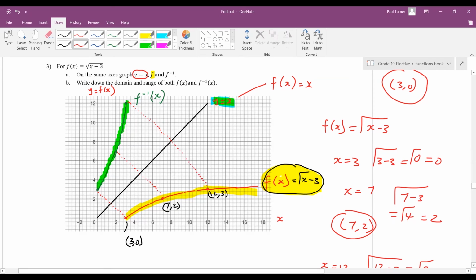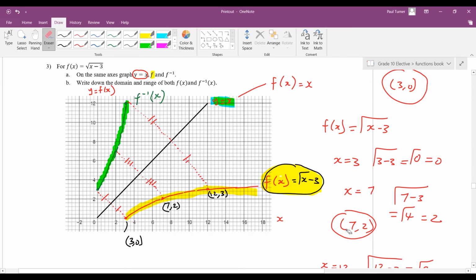Now, if you were to measure, this length is equal to this one. This length is equal to this one. And this length is equal to this one. I just made them different dashes to show their different lengths. So that's how it works. So that's how you get your inverse. And I did ask here for the domain and range.